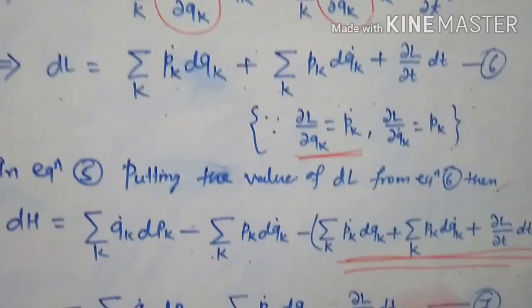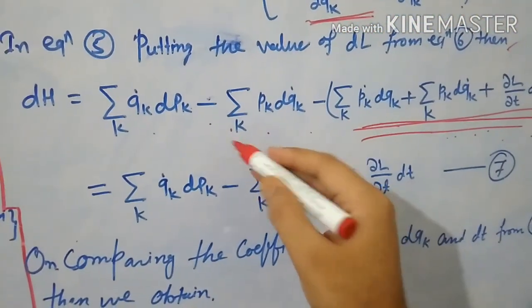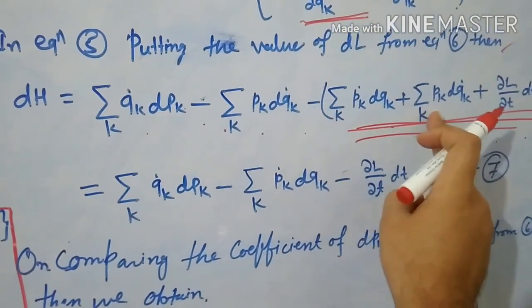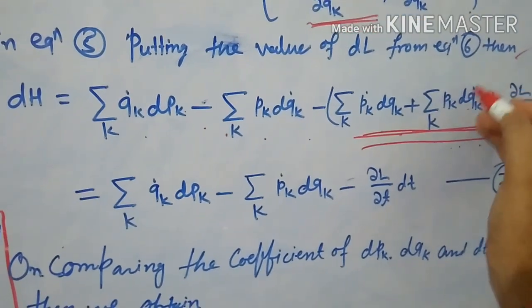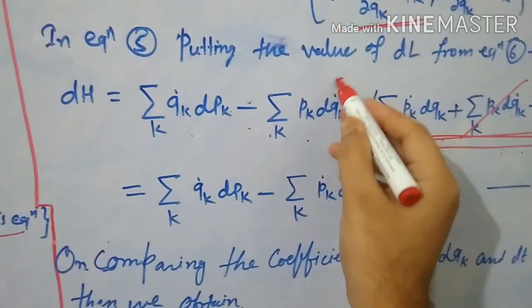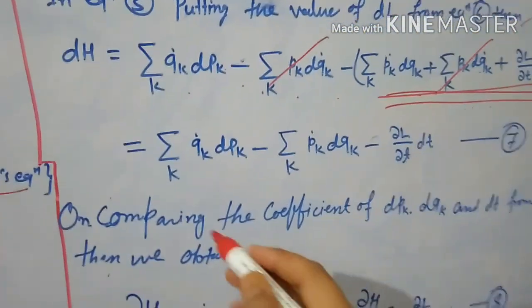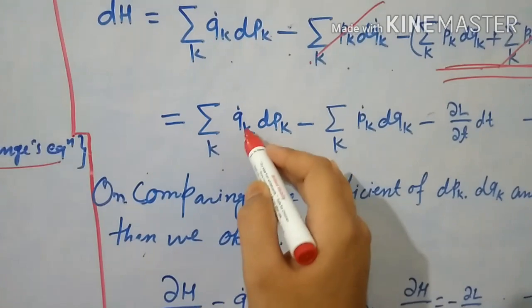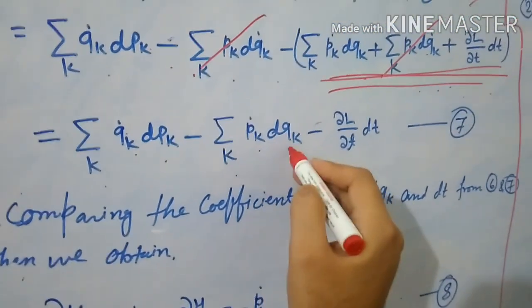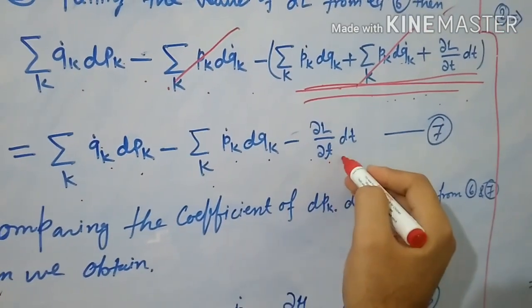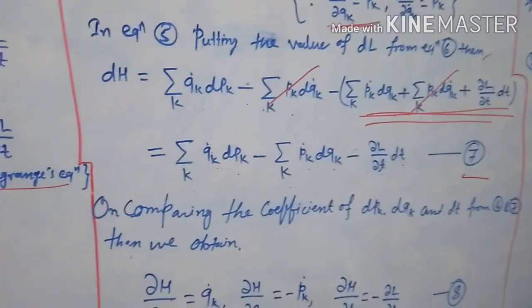Here we observe that the term pk dqk dot is cancelled by this term. Then the remaining terms are summation k qk dot dpk minus summation k pk dqk minus ∂L/∂t dt. This is called equation number 7.